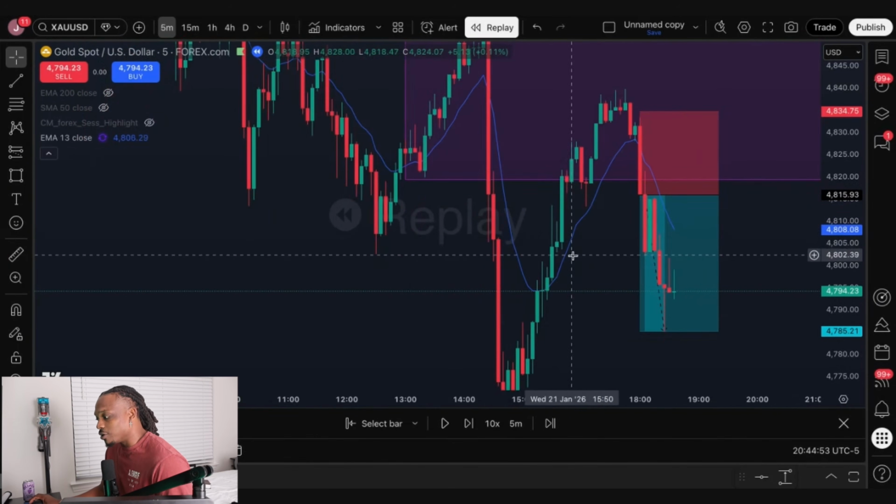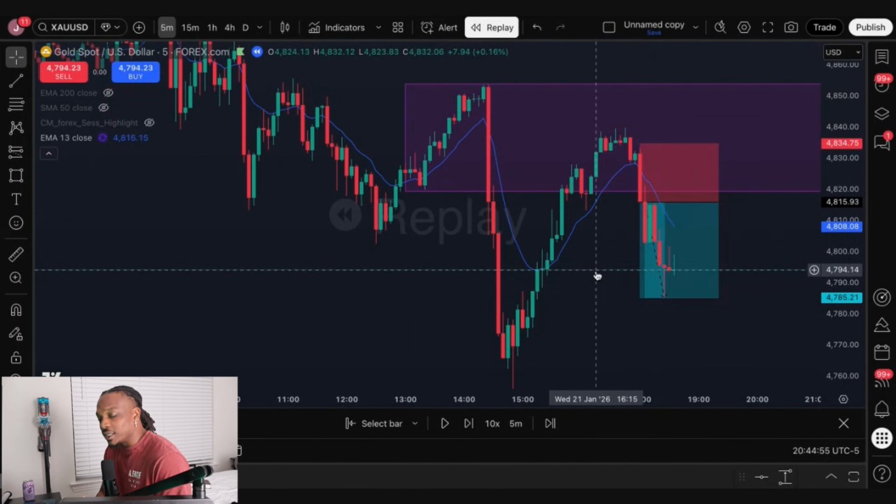So this is how you find quality breakout A+ setups. Okay, it requires patience. You definitely can do this on any time frame. You can do this on a 5-minute time frame. You can do this on a 1-hour time frame.